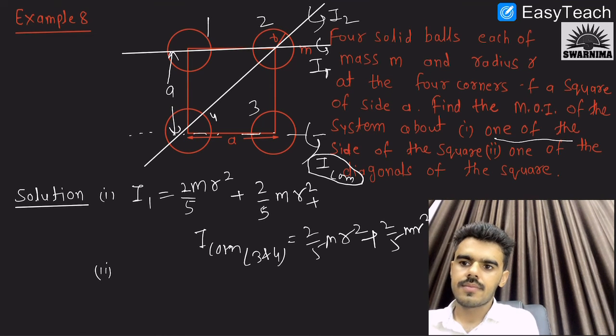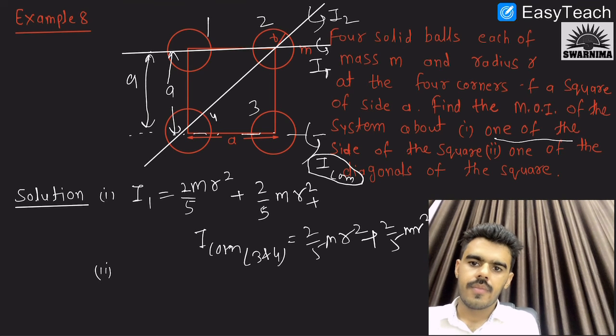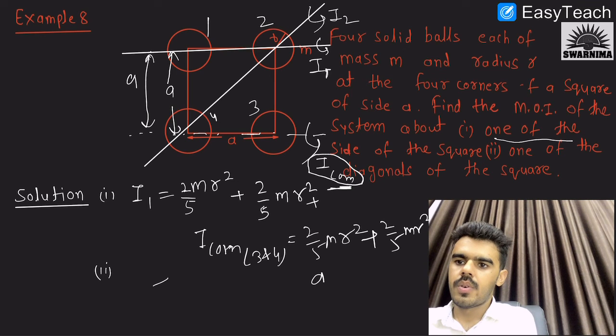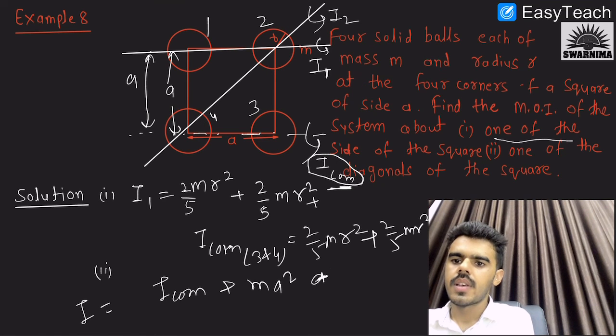And the distance between this axis and this axis is A. So by the parallel axis theorem, I1 is equal to I center of mass plus m A square. So I is equal to I center of mass plus m A square.